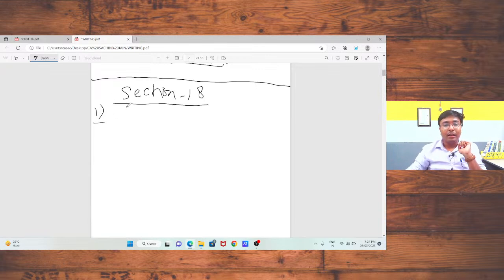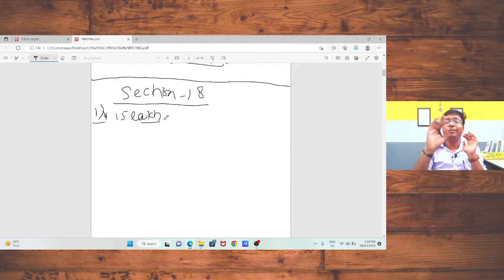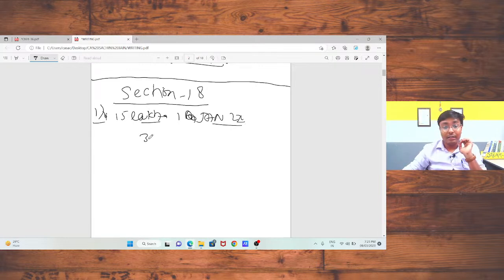Rameshji, is that okay? Now, section 18, situation number 1. Just take an example. My turnover is 15 lakh rupees, and as per my state, the limit for registration is 20 lakh rupees, and my turnover is 15 lakh rupees on 1st April 2022. But on 30th January, my turnover crossed the limit of 20 lakh rupees. That is, my turnover is 21 lakh rupees.